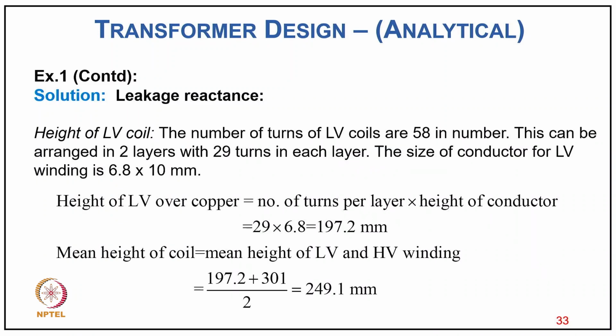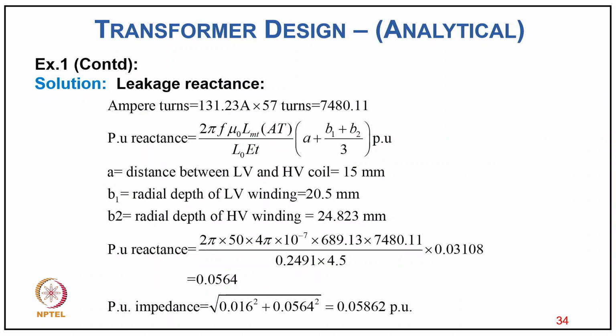Now height of LV winding, so number of turns in LV coils are 58 in number, and this can be arranged in 2 layers with 29 turns in each layer. The size of conductor of LV winding is 6.8 into 10, and height of LV over copper is number of turns per layer into height of the conductor. So it comes 197.2 millimeter, and mean height of the coil, that is the mean height of the LV winding and HV winding, putting value, it comes to 49.1 millimeter.